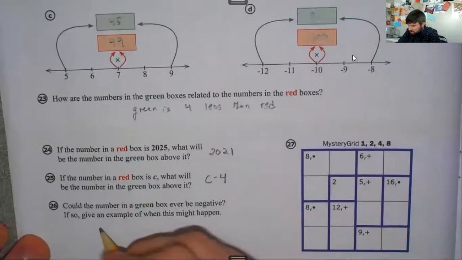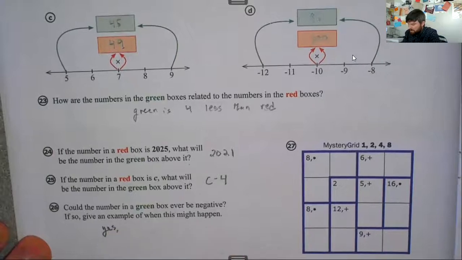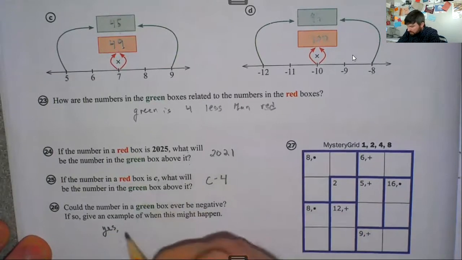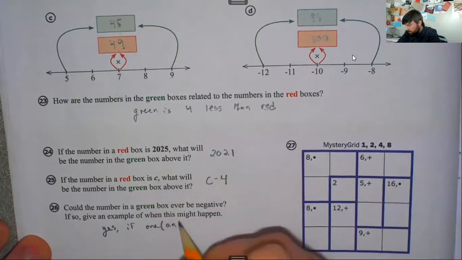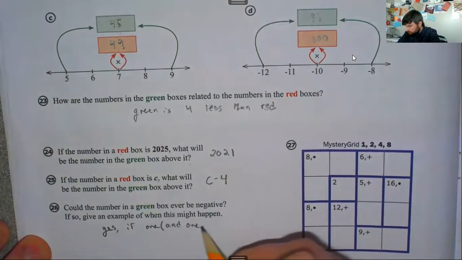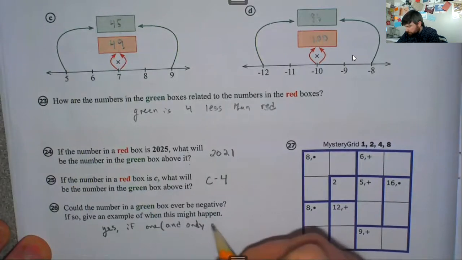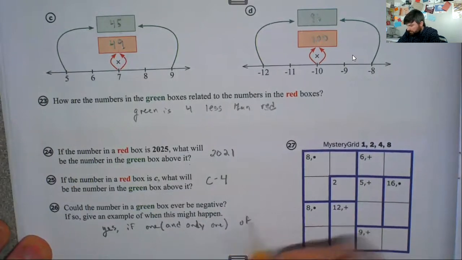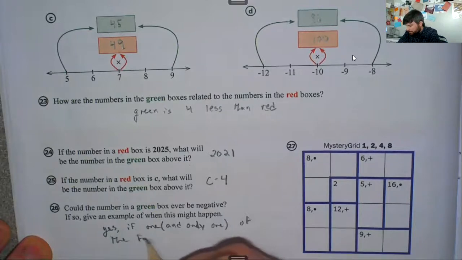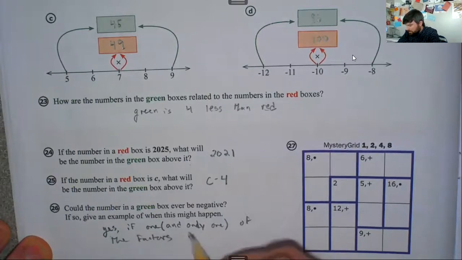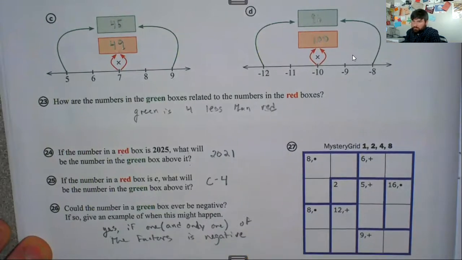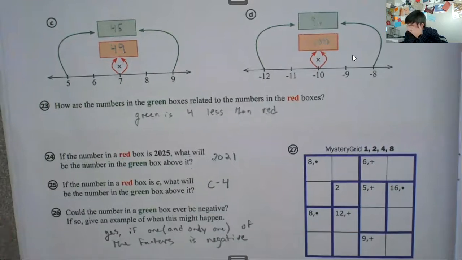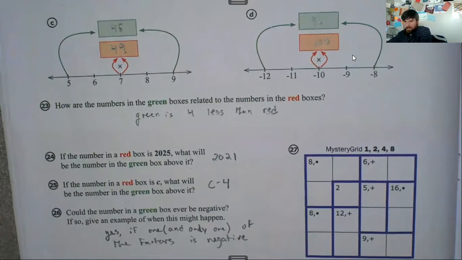So yes, you can get a negative if one and only one of the factors is negative. Okay, like -5 and 3, or -5 and 5. Okay. One of them's got to be negative.